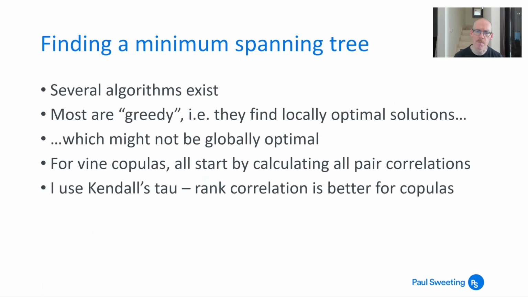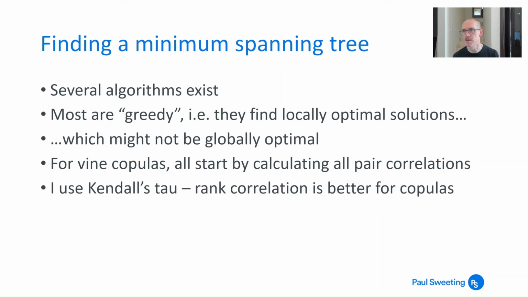So how do you find a minimum spanning tree? There's several algorithms which exist, and I'm going to cover a couple of them today. Most of them are what are known as greedy algorithms. Now what this means is that they are, as I said before, sequential, and they concentrate on finding locally optimal solutions. So this means that they'll try and find what works best for the particular part of the tree they're focusing on, but at no point do they look at the tree that they have created overall and look at whether it's globally optimal.